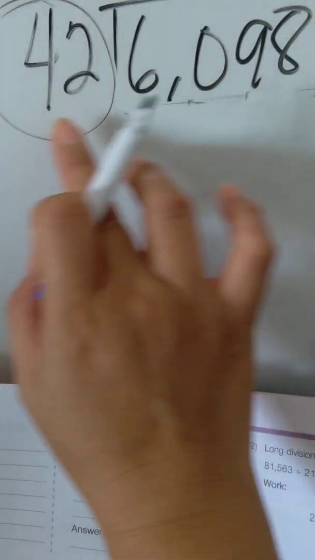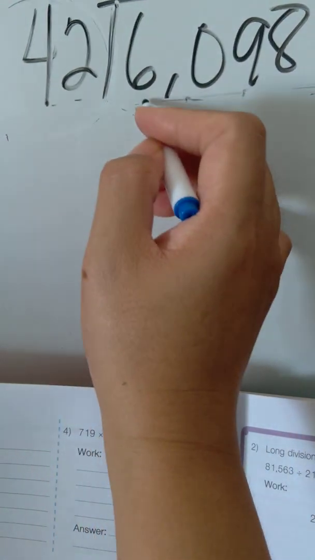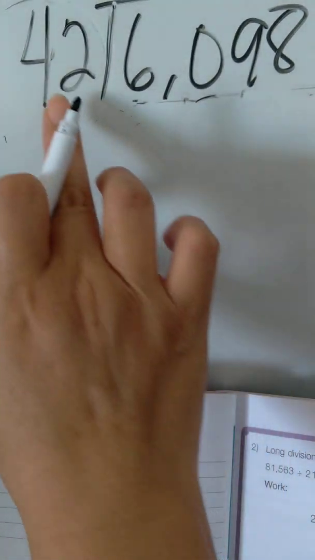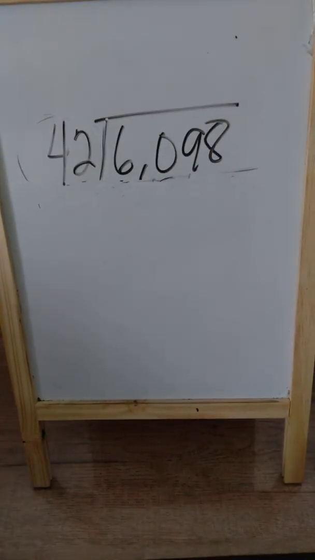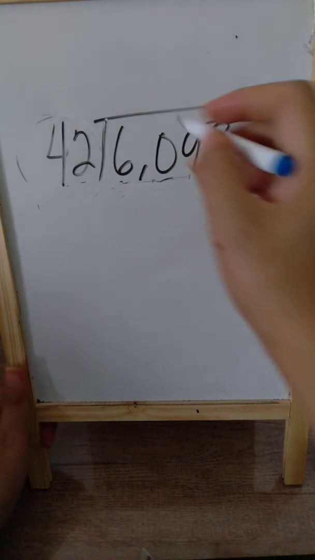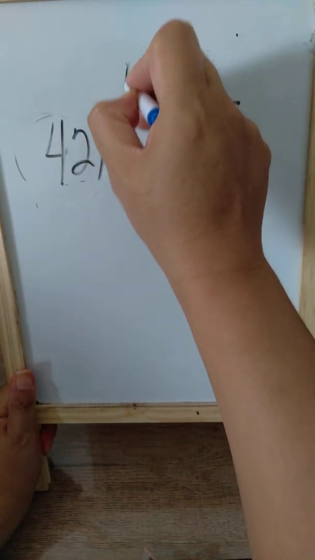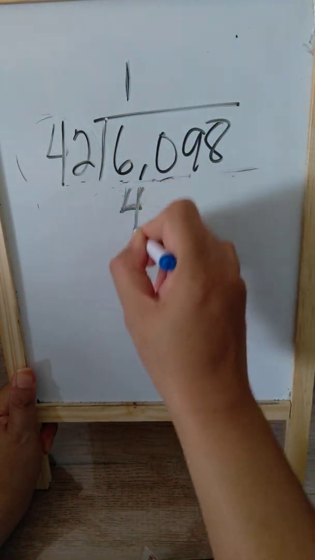Here, 60 divided by 42. This is a two-digit number, so let's divide it in two-digit number. 60 divided by 42 is equal to 1. 1 times 42 is equal to 42.